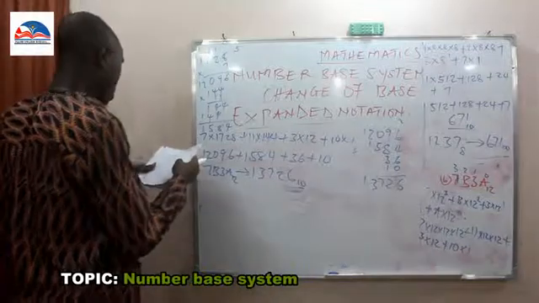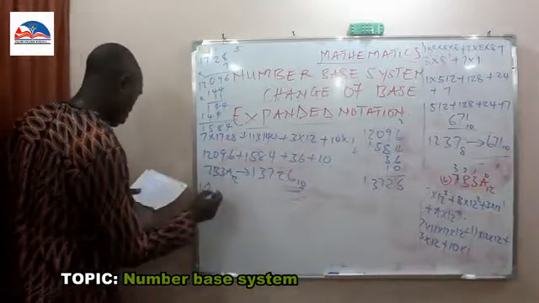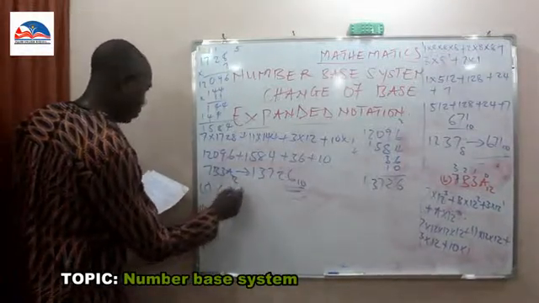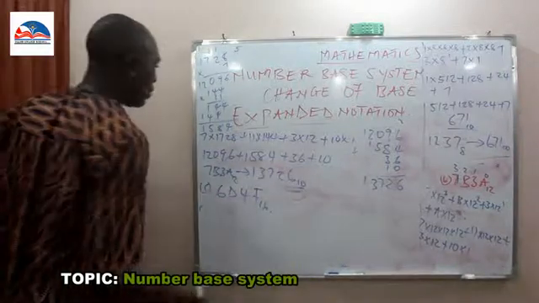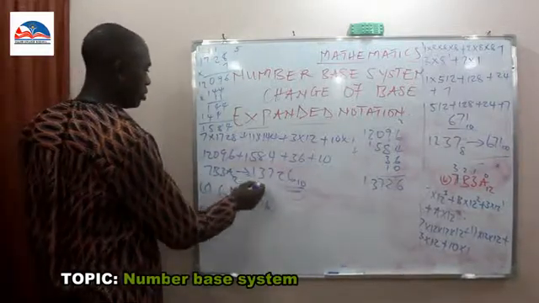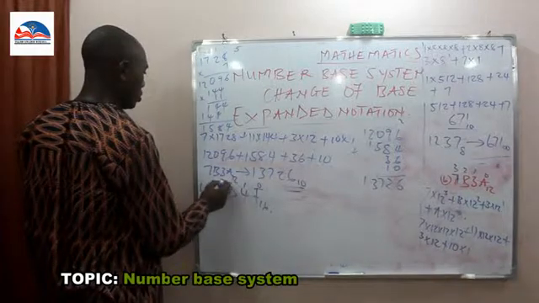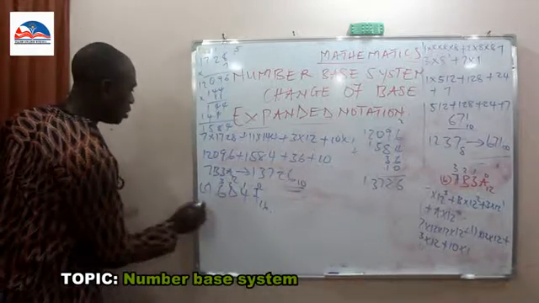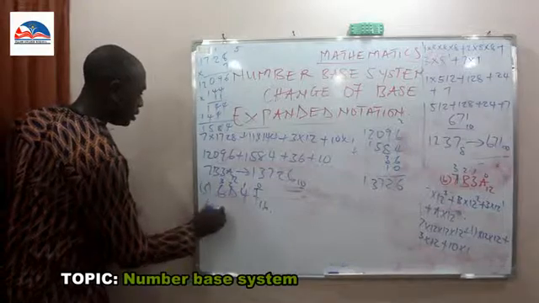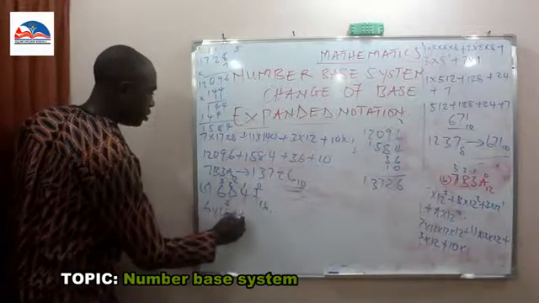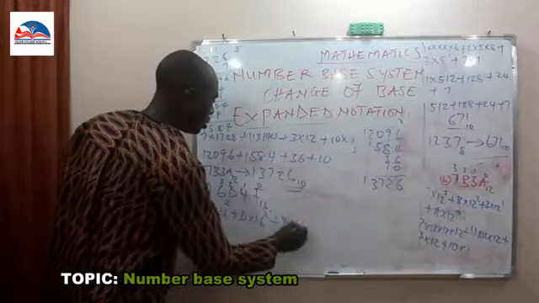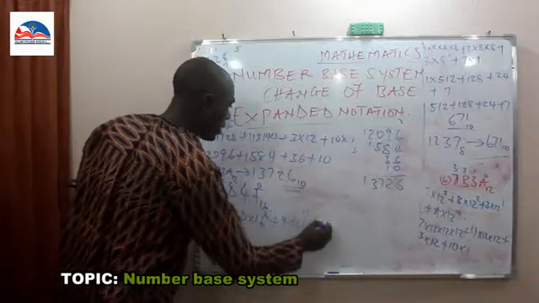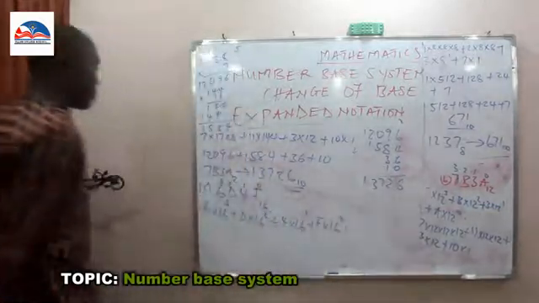The question says, 6D4F base 16. So we also start our normal numbering 0 1 2 3. So we'll start with 6 by 16 raised to the power 3 plus D by 16 raised to the power 2 plus 4 by 16 raised to the power 1 plus F by 16 raised to the power 0.